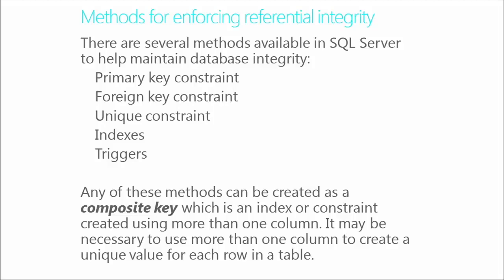We won't get that deep in this class, but they are out there for us. All right. So methods for enforcing referential integrity. We just introduced primary key, foreign key, unique constraint, indexes. We haven't talked about triggers yet.